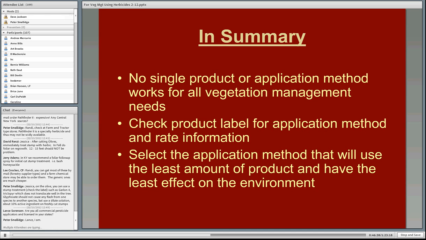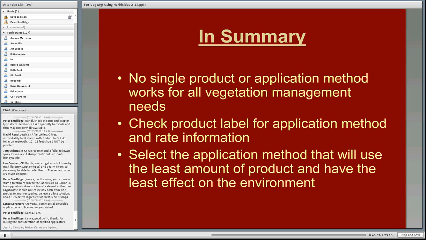We need to match that with the product and the time of year that we're going to control it. And then we'll match that up with the actual application method that we're going to use. So whether it's a basal bark method, whether it's a foliar method, whether it's a cut surface method, we're going to match that up. So check the product label for application method and rate information.